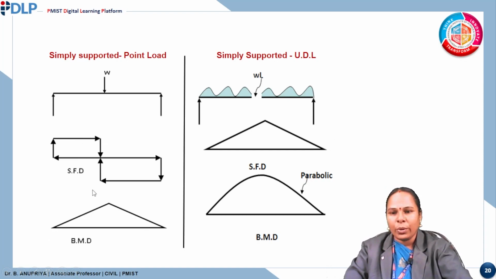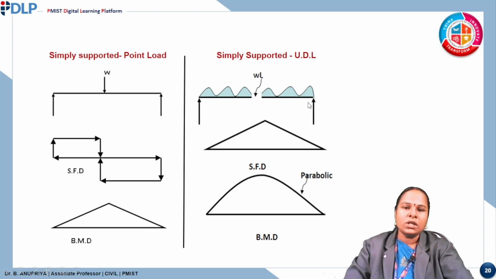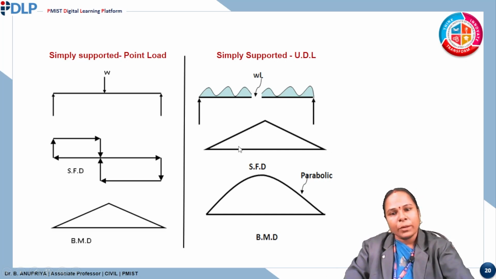And this is the bending moment diagram. For a point load, the shear force will be in the form of a rectangular section, and the bending moment will be in the form of a triangular section. The moment is 0 at either end, and it is maximum at the center. For a uniformly distributed load, the shear force will be in the form of a rectangular section, and the bending moment will be in the form of a parabolic section.